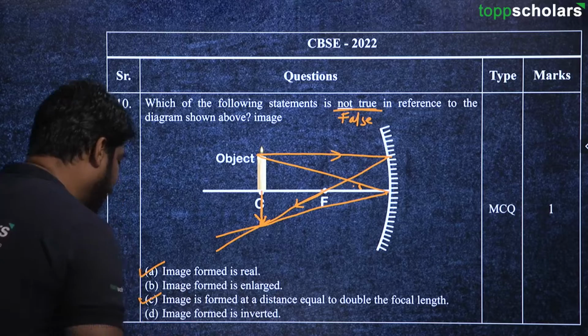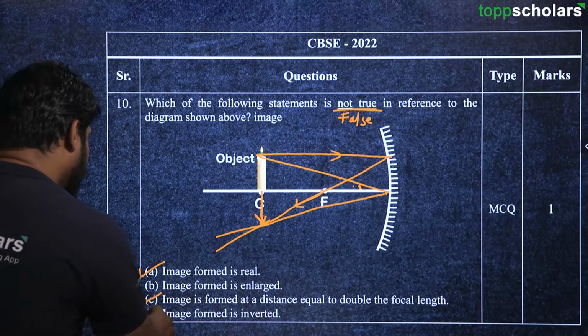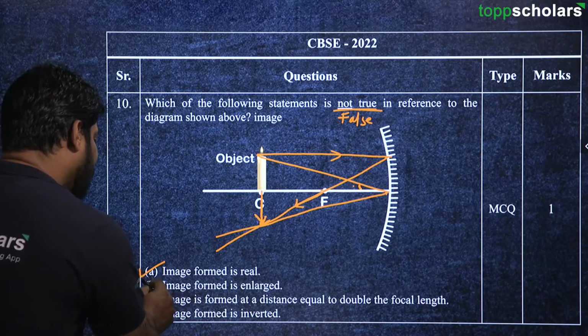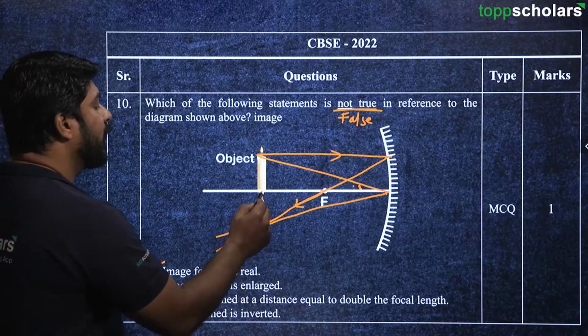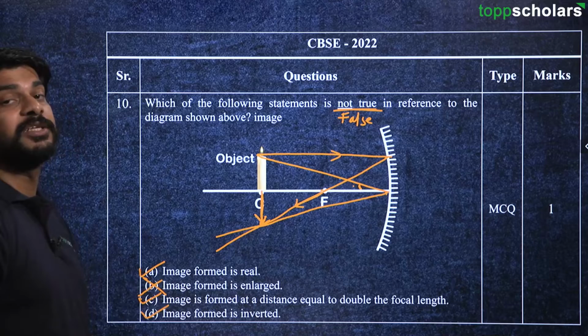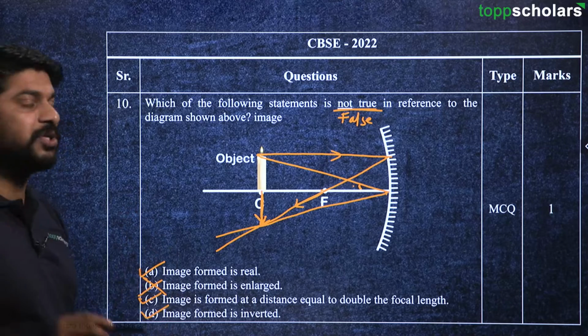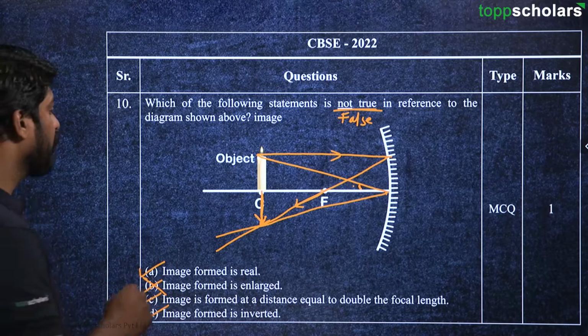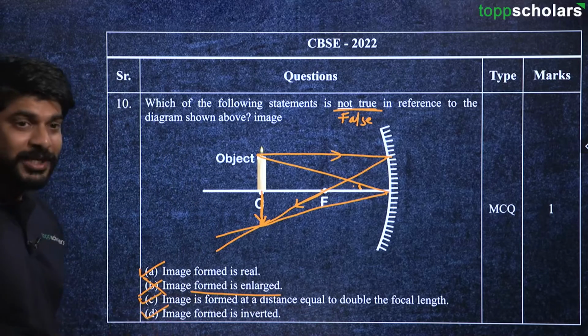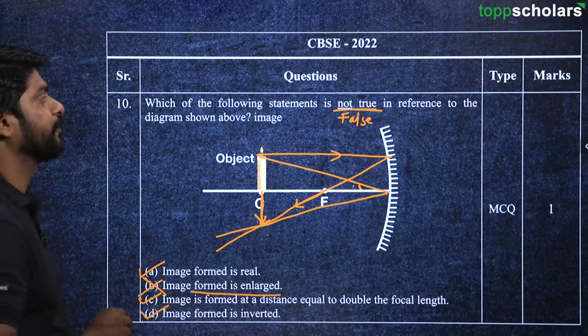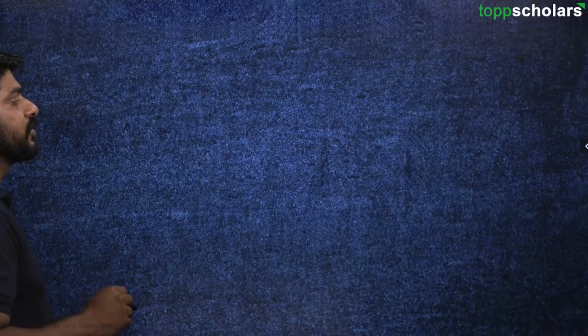That means this answer is also okay, this answer is also okay, but this answer is not okay because the image is not enlarged. It is in fact same sized according to the equations and calculations and the observations. Okay, so that's why this is going to be a wrong statement, but it's a correct answer. Moving on to the next question now.